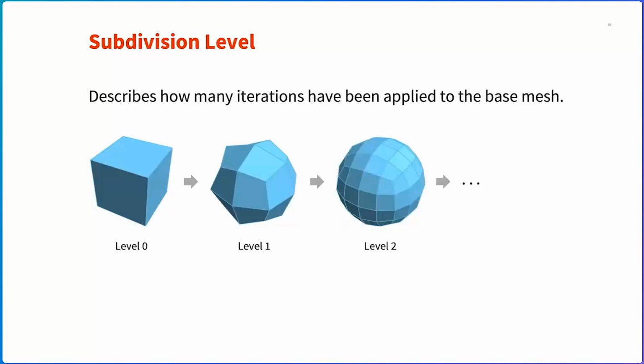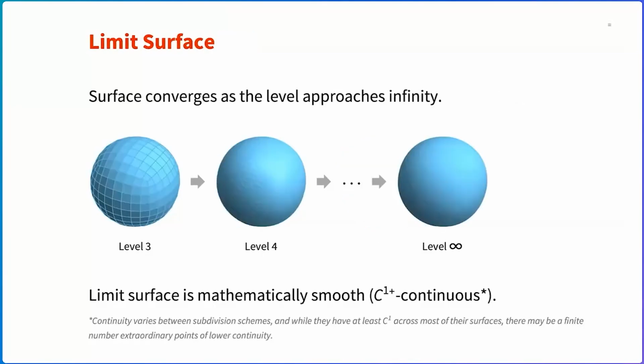Now let's look at what happens when we apply an iteration of a scheme to all polygons of a mesh. We'll often refer to the result of applying a certain number of iterations as a subdivision level, with level 0 being the original base mesh. As this level increases, our mesh becomes more and more smooth. As the level increases, it converges to a specific surface that we call the limit surface, shown here on the right. Unlike the previous finite subdivision levels, this limit surface is continuous and mathematically smooth, like the spline surfaces we saw earlier.